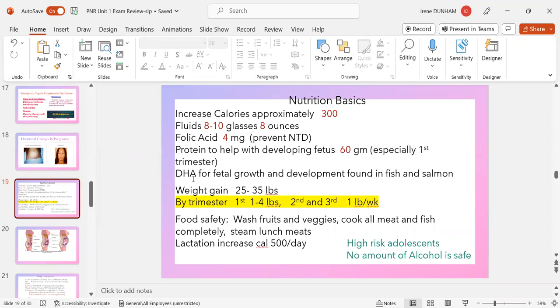Now, I'm going to highlight this one, because this one you're going to see again. DHA for fetal growth and development. And where is DHA found?